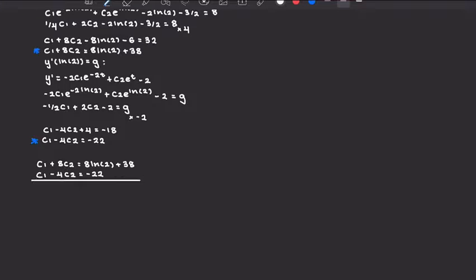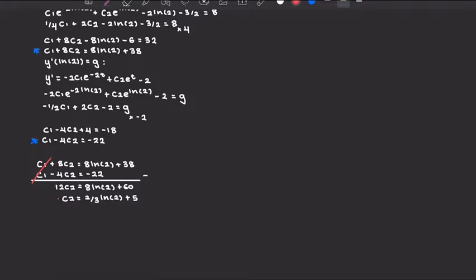And let's eliminate the C1 because it's the easiest right here. So 8 minus negative 4 is 12 C2 equals 8 ln 2, 38 minus negative 22 is positive 60. And dividing everything by 12, we will get 8 divided by 12 is just 8 divided by 4, 12 divided by 4, so 2 over 3 ln 2, plus 60 divided by 12 is 5. And so we got our C2 right here.